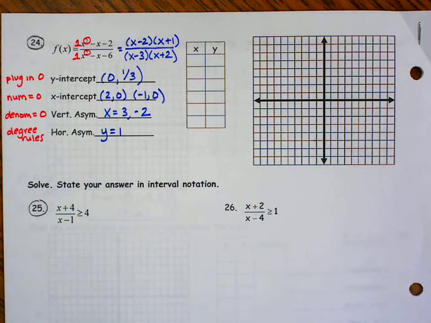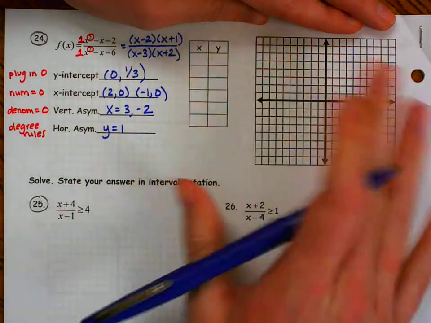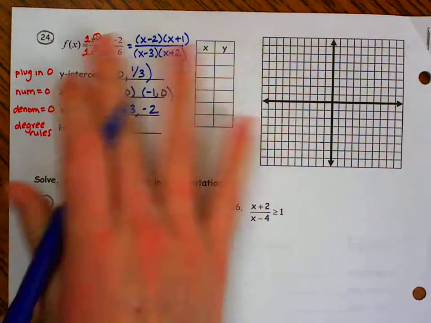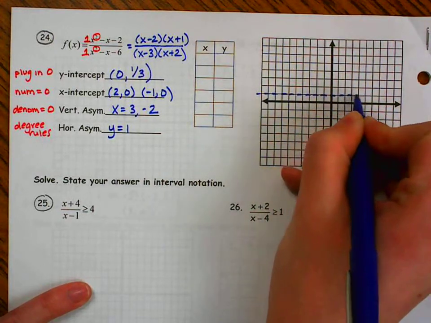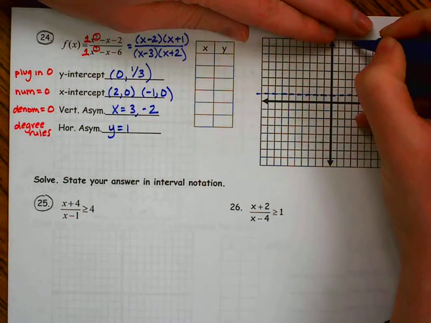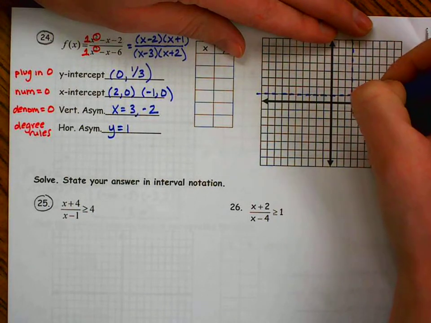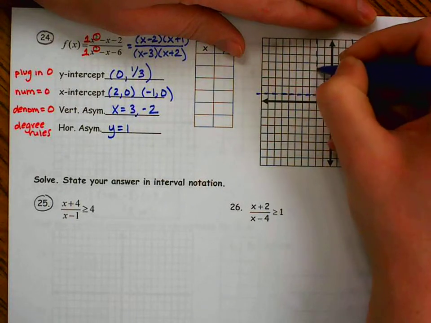As soon as I filled in that information, I'm going to ignore this chart. I know a lot of you want to go to here next, but we're actually going to go all the way over here, and we're going to plot what I know. Well, I know that my horizontal asymptote is here. I know I have two vertical asymptotes. I have one at 3, and I have one at negative 2.